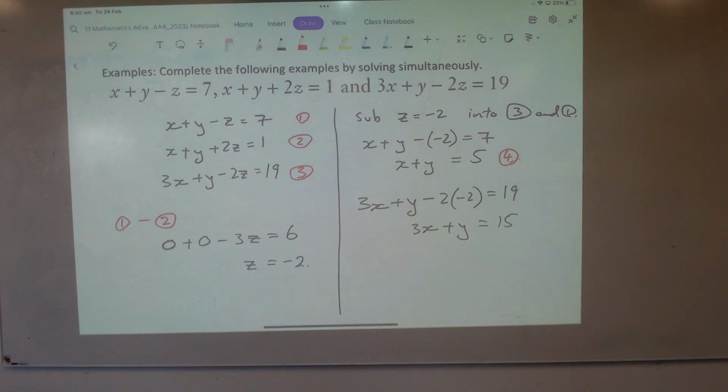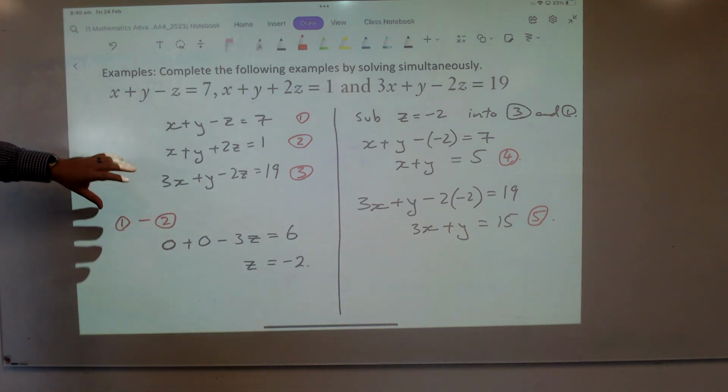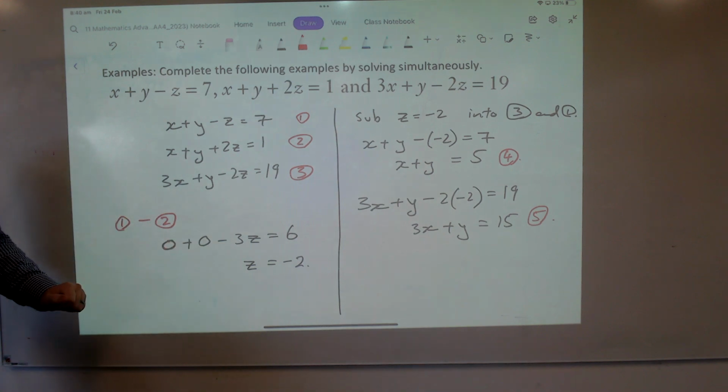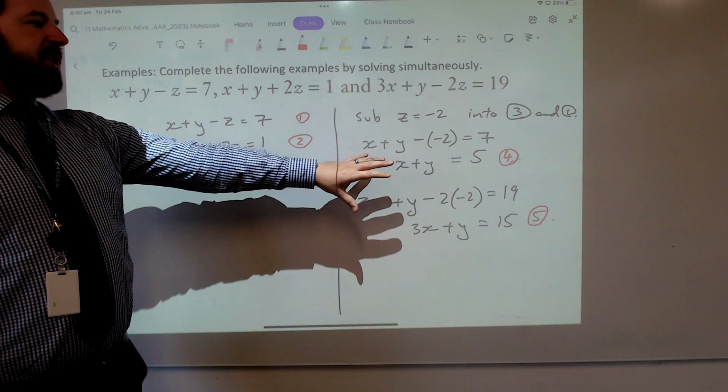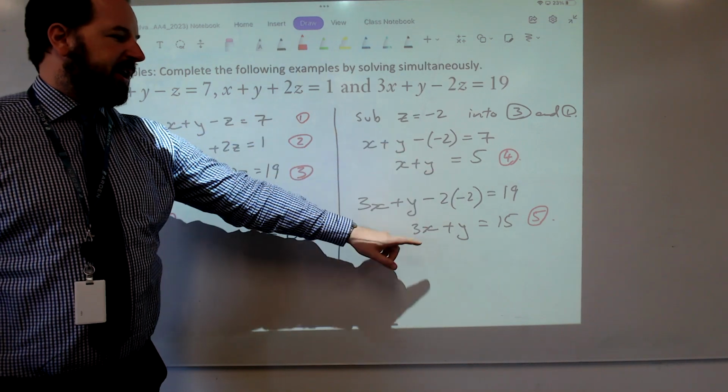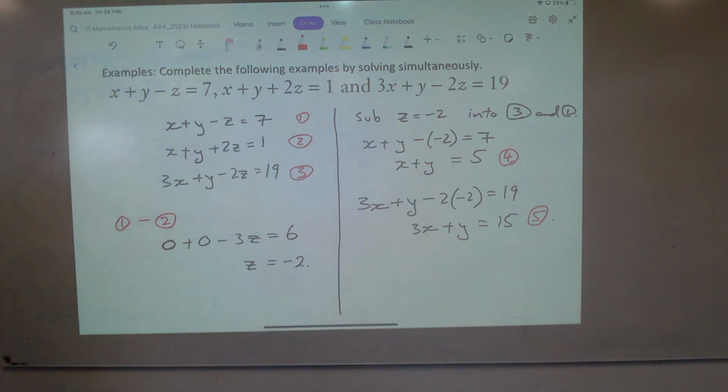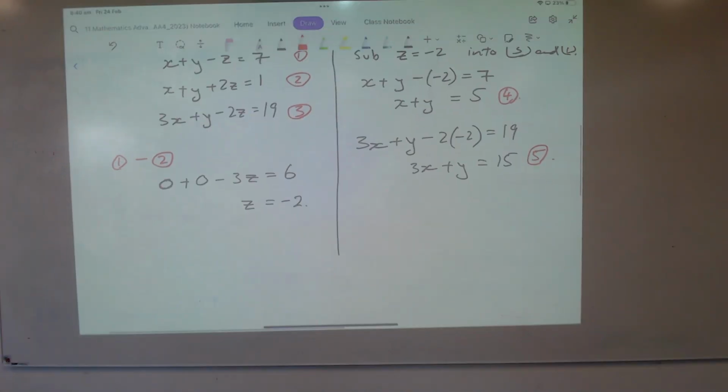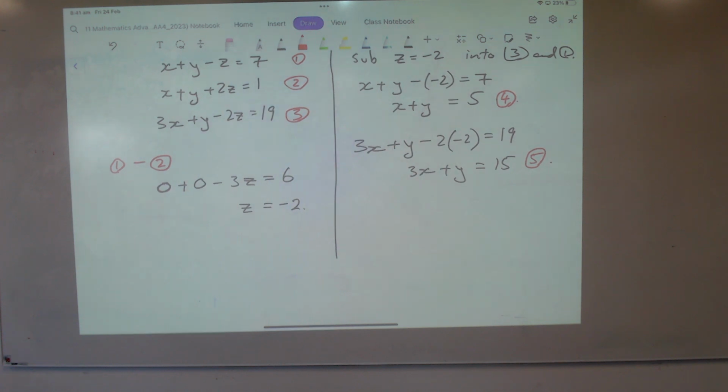At this point, I'll pause and ask, are there any questions as to how I'm getting these results? You notice now I found the solution to z, which is nice. Now I've got x plus y equals 5 and 3x plus y equals 15. So now we can use those two to solve. How am I going to eliminate using 4 and 5? Any suggestions? Substitution. You could substitute. There is something that matches up nicely with the two of them.